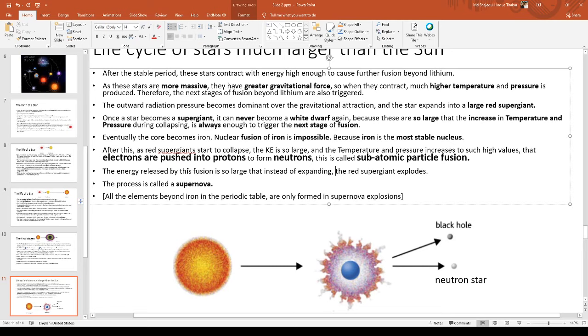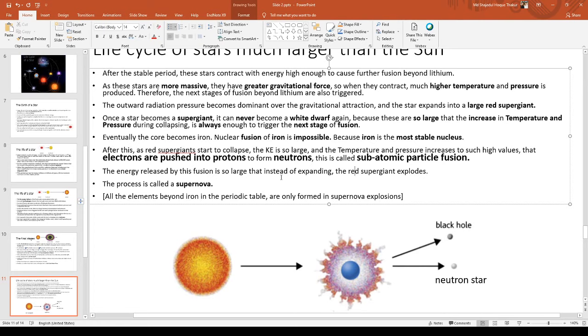Now think about iron fusion, it cannot even occur. But now think about subatomic particle fusion, when subatomic particles fuse into one another. This is the biggest amount of energy release in the universe. This is the highest amount of energy release. If you call every star a power plant, this is the biggest power plant of the universe. It produces the biggest amount of energy.